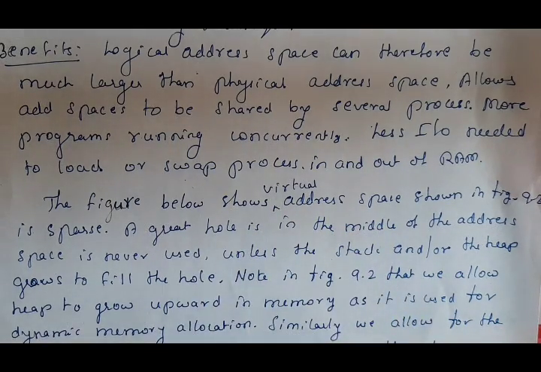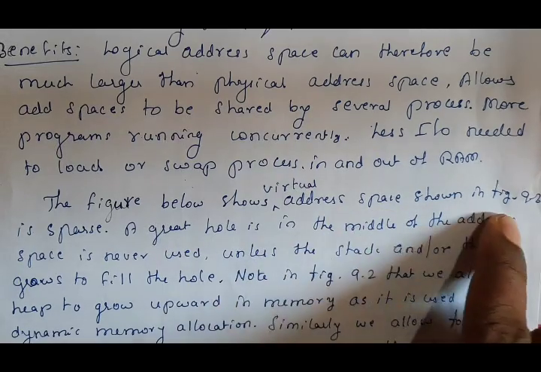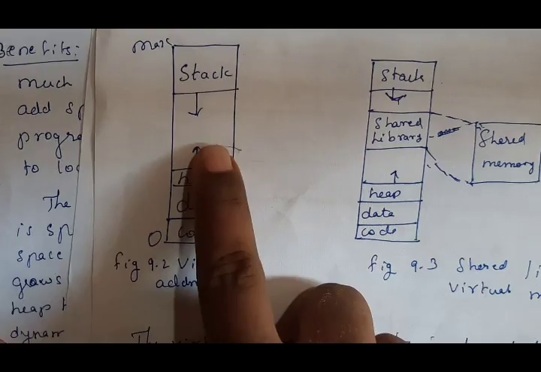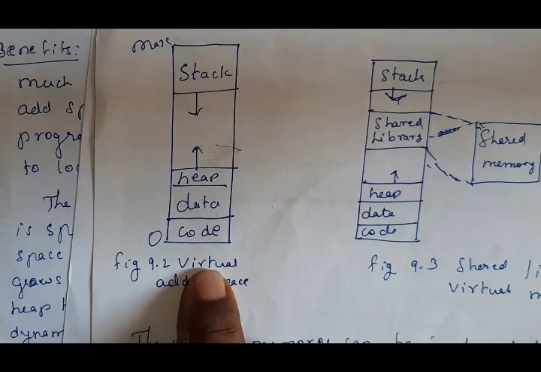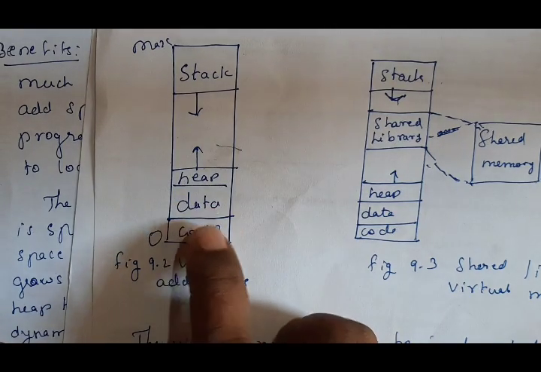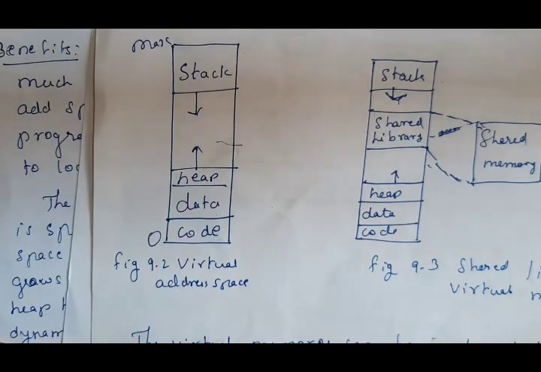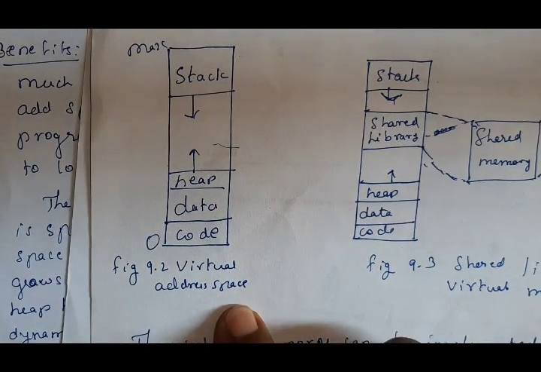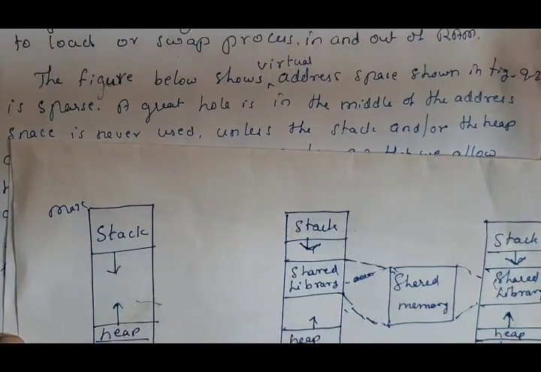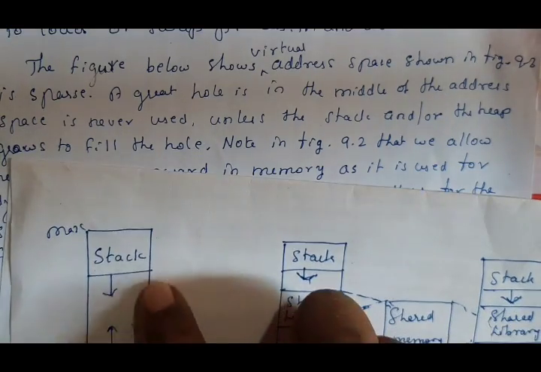What is virtual address space? The figure below shows the virtual address space, shown in figure 9.2. So this is your virtual address space. Here it contains stack, heap, data, and code. This is the address location 0 to the maximum. That is the virtual address space.